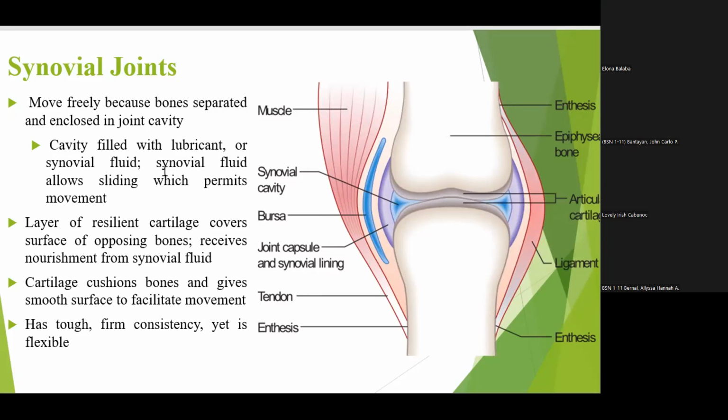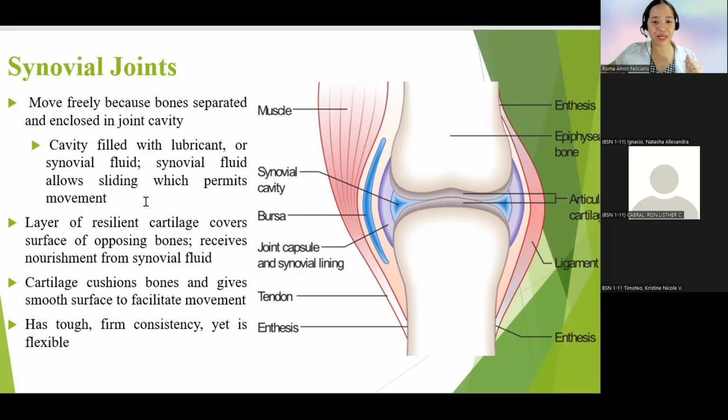But this one, the synovial fluid, it allows the sliding. It permits the movement because of the synovial fluid. That's why ang tawag din dito is the synovial joints. It is the layer of resilient cartilage that covers the surfaces of opposing bones. It receives nourishment from synovial fluid. The cartilage cushions bones and gives a smooth surface to facilitate movement.